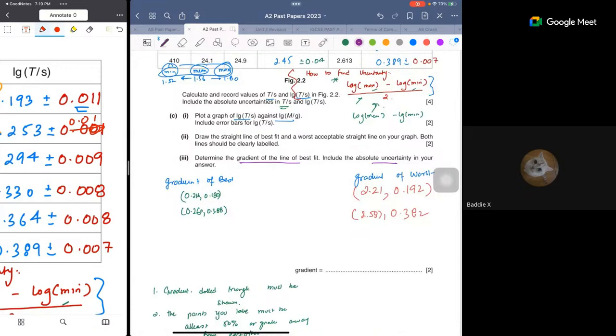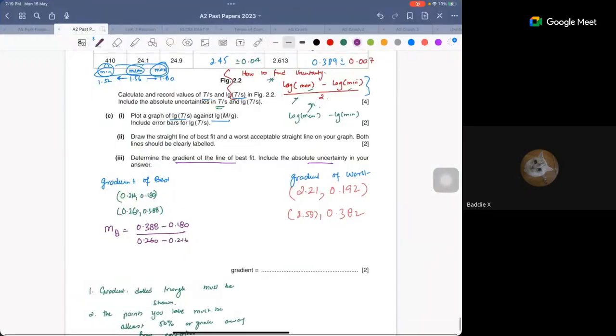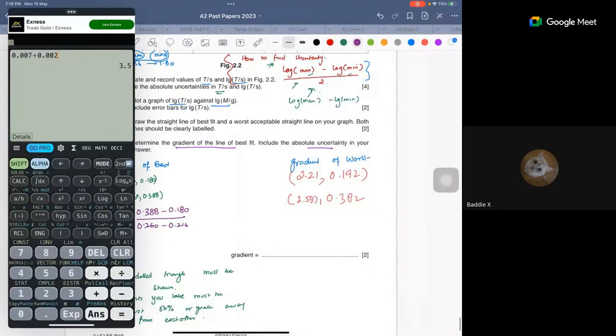So you're going to find the gradient of best fit. I'm going to call the gradient B. So for the best fit, I'm going to say 0.388 minus 0.180 divided by 0.260 minus 0.216. And I don't need this anymore, so let's close this. 0.388 minus 0.180 divided by 0.260 minus 0.216, and that's going to be 4.72. Okay, so I'm going to take it to the three significant figures that I got already.